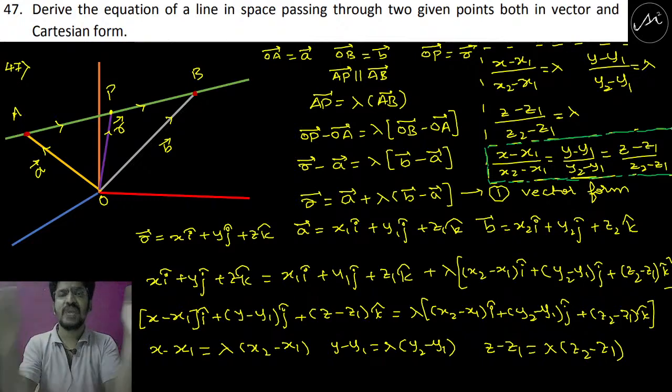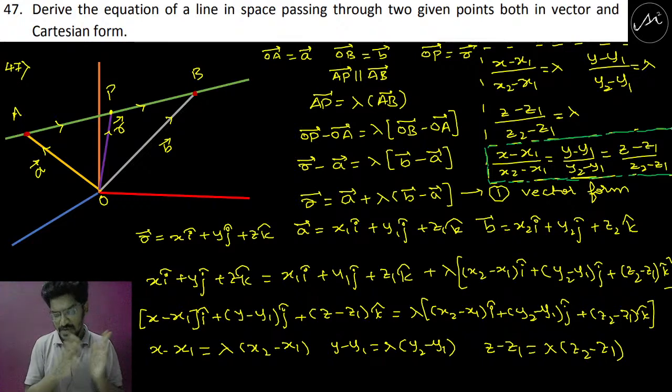So first in the vector form you have to take vector AP is parallel to vector AB. So after that you can write vector AP and vector AB. So you just replace the position vectors, you will get vector form. After that you write the given vectors in the Cartesian form, use them in the equation 1. So that will be your Cartesian form.